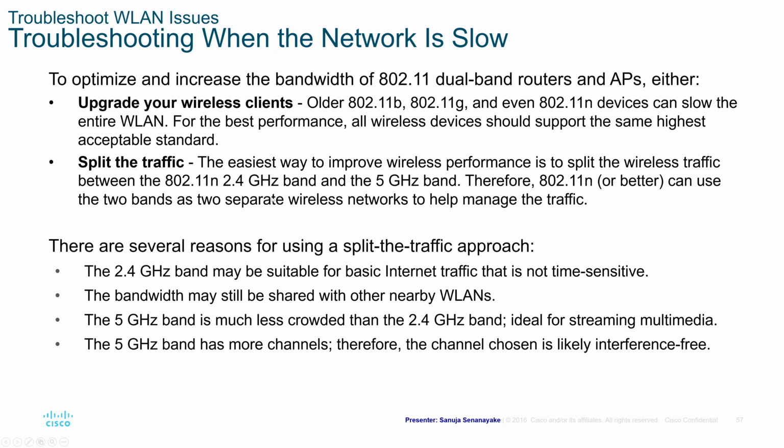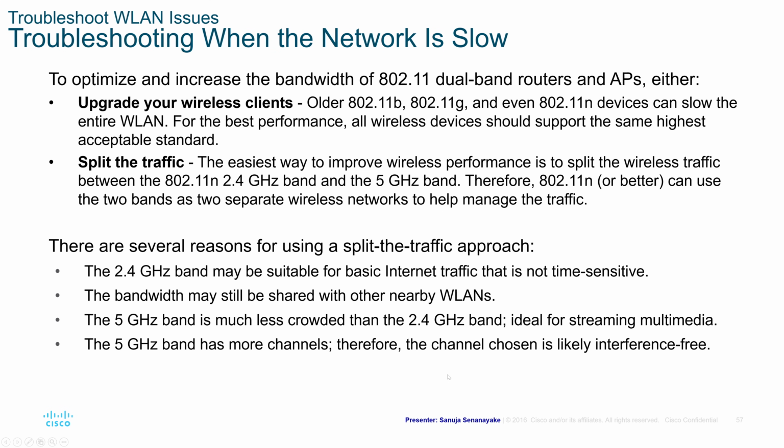This is an easier way to improve wireless performance by splitting the wireless traffic between the 802.11n 2.4 GHz band and the 5 GHz band. Therefore, 802.11n or better can use the two bands as two separate wireless networks to help manage the traffic. And you should also know there are several reasons for using split traffic in addition to the one just described here.